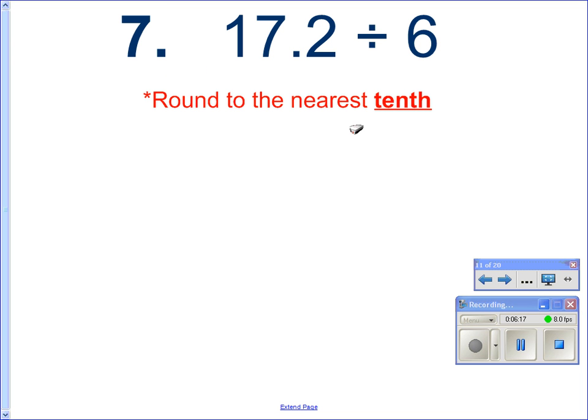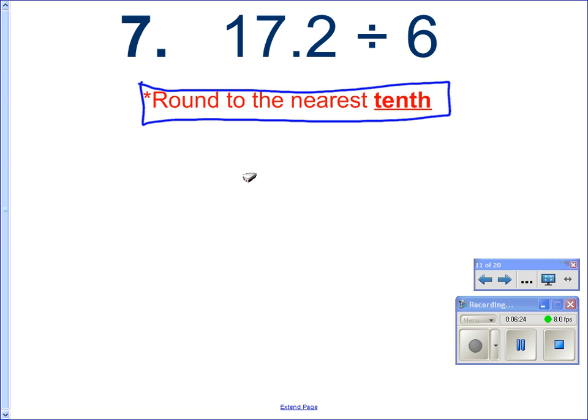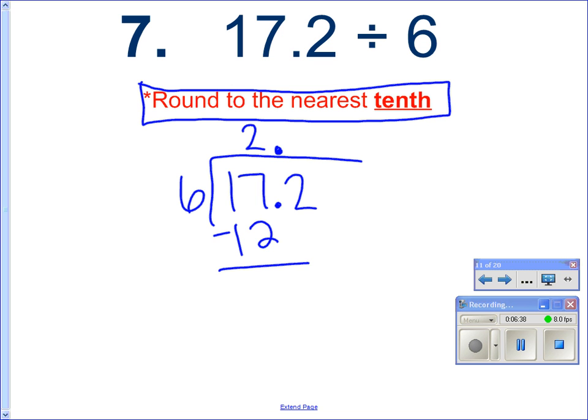And you have 17 and 2/10 divided by 6, but it says round to the nearest tenth. Okay? So you're going to start exactly how we did before. 17 and 2/10 goes in the house, divided by 6. Bring your decimal straight up. 6 goes into 17 2 times. 2 times 6 is 12. 17 minus 12 is 5. 6 cannot go into 5, so we bring down the 2. 6 goes into 52 8 times. 8 times 6 is 48.